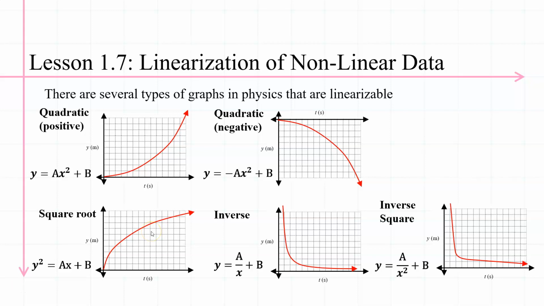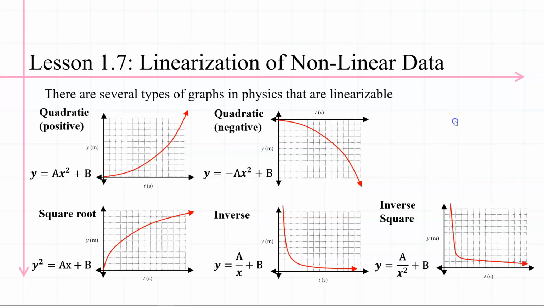Importantly, in order for us to linearize any of these graphs, they have to be centered on the y-axis of the graph. So that means for our quadratics, the maximum or minimum value must be on the y-axis. For a square root, it needs to emanate from the y-axis, from the point 0, 0. And for inverse and inverse square, they have to have an asymptote on the y-axis for them to be linearizable.